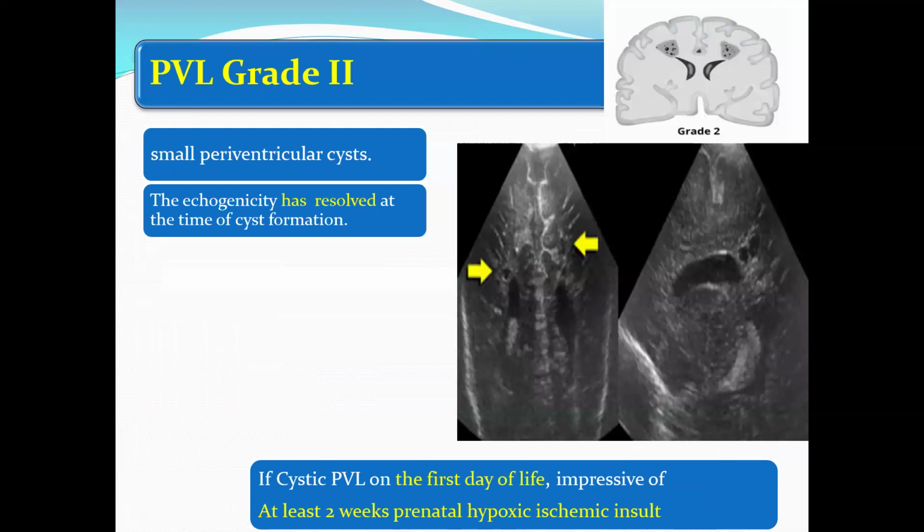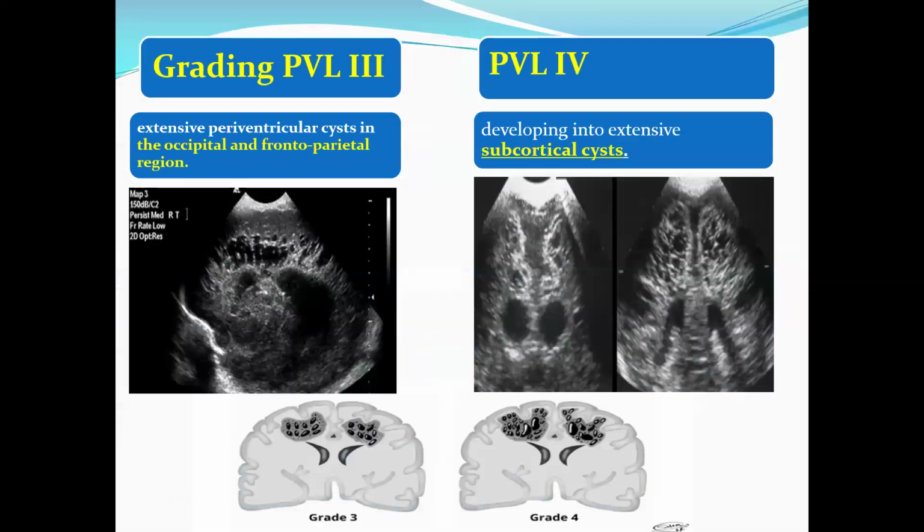Grade 2: small periventricular cysts, and the echogenicity has resolved at the time of cyst formation. If cystic PVL is seen on the first day, it is suggestive of at least 2 weeks of prenatal hypoxic ischemic insult. Grade 3: extensive cysts in the frontal, parietal and occipital lobes. If these cysts reach the subcortical areas, it is grade 4.